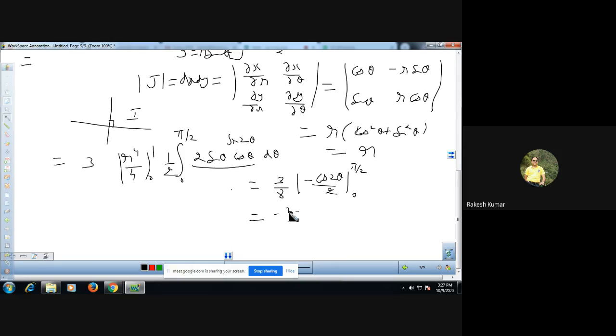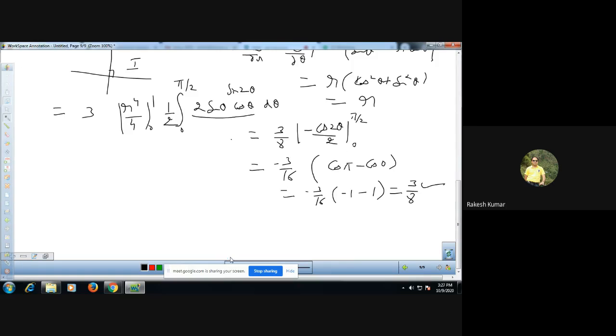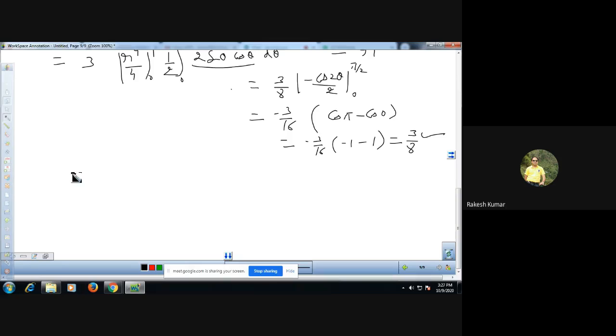This comes out to be minus 1 by 16 for the upper limit, that is cos of pi, and for the lower limit, that is cos of 0. Cos pi is clearly minus 1 and cos 0 is 1. So the minus will be adjusted over here, and ultimately you will have the answer. So this is your surface integral in this case. Always try to convert a 3D figure into polar form, because in polar form we are always able to find it in a very easy way.